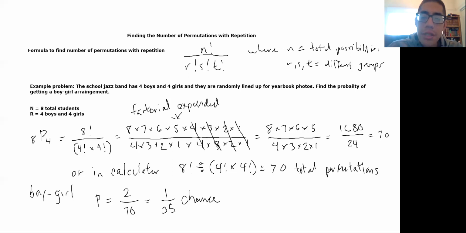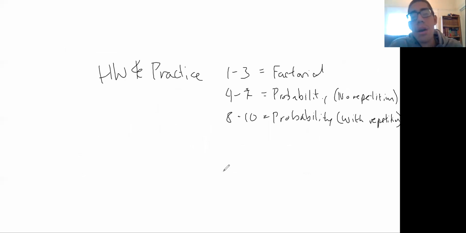The problems that I want you guys to do for the homework and practice are 1 through 3, which are going to be factorial problems. All you have to do is put in the factorials. 4 through 7 is probability, no repetition, kind of like the first problem we did. And 8 through 10 are kind of like the problem with repetition, the ones that we just did. So make sure to look over those examples and do your best, okay?